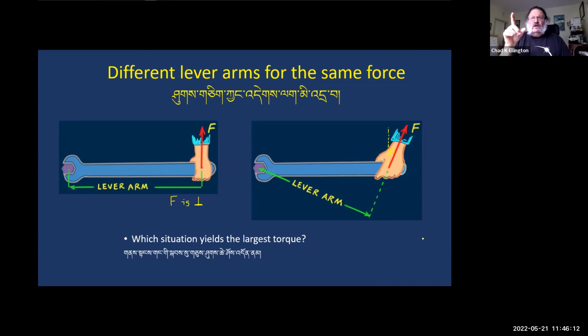And so when the force is applied at this angle, it turns out even though it's applied at the same distance on the wrench, it actually yields what one could consider as being a smaller lever arm.